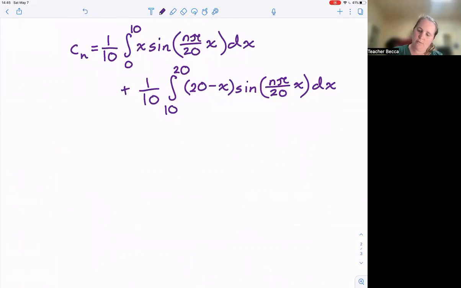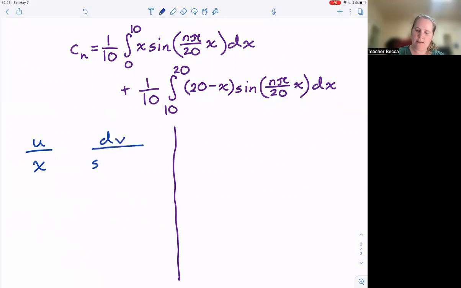We can go ahead and run our rapid repeated integration by parts. So in one case, we'll set our u to be x and our dv to be sine of n pi over 20 x. That's our first integral.